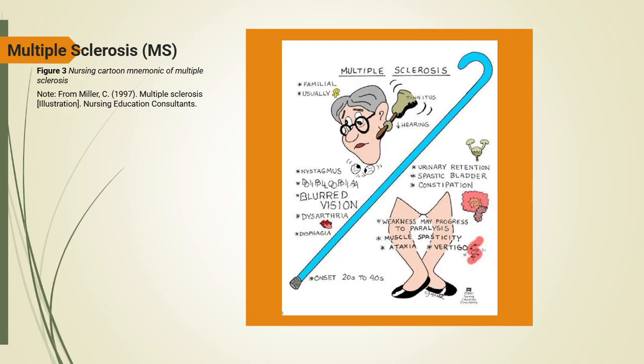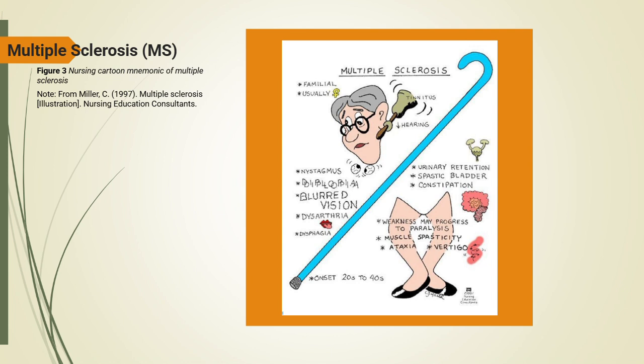Starting at the head, the image includes symptoms such as nystagmus, diplopia, blurred vision, and dysarthria, which all result from demyelination affecting the optic pathways, cerebellum, or brainstem. Optic neuritis is a common early finding in multiple sclerosis and can cause temporary vision loss or significant pain with eye movement. Dysphagia may occur when lesions affect the cranial nerves or brainstem areas responsible for swallowing. Mood and cognitive changes are also included, reflecting the fact that multiple sclerosis can impact memory, concentration, emotional regulation, and decision-making.